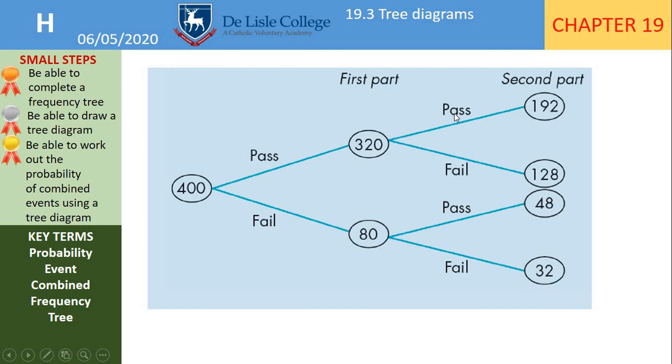Again, 0.6 will pass in the second part. If we take the 320 now, 320 multiplied by 0.6 would give me that 192 pass. I can subtract this then from the 320 and it will give me that 128 fail.